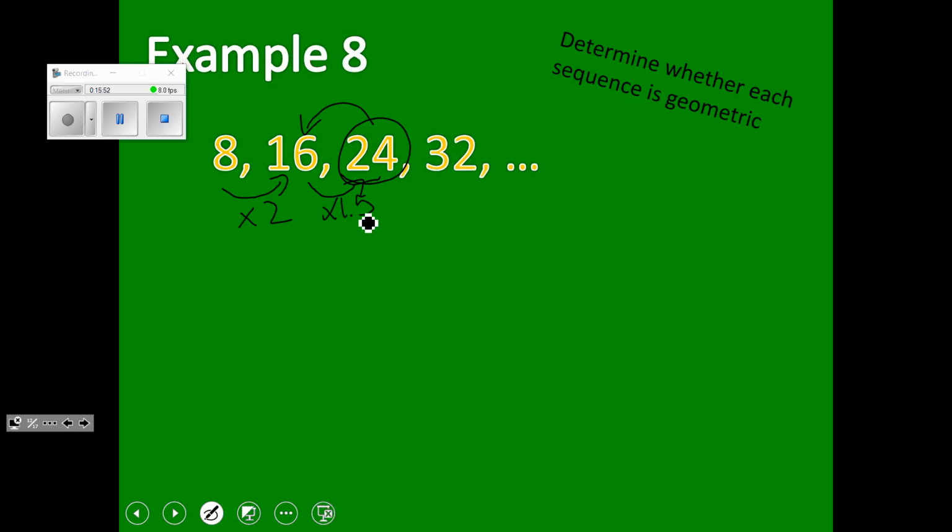Does everybody understand that? What am I timesing by 24 to get to 32? 1.3 repeating. And you got that because you took 32 and divided it by 24. Do you understand? And so this would be a no. This is not geometric. Okay?